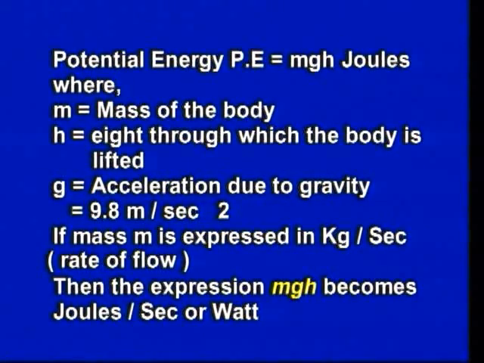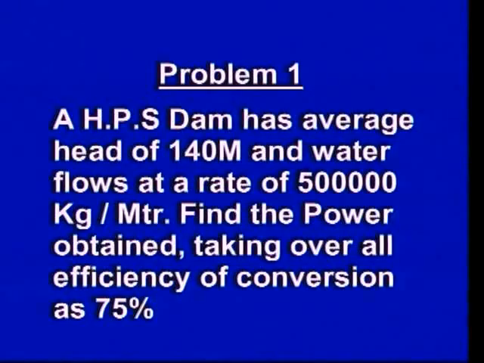If mass M is expressed in kg per second, that means gravitational units, that kg per second will become rate of flow, then the expression mgh becomes joule per second or watt, that is, it gives power. Let us use the above formula in a problem. Let us take this problem.